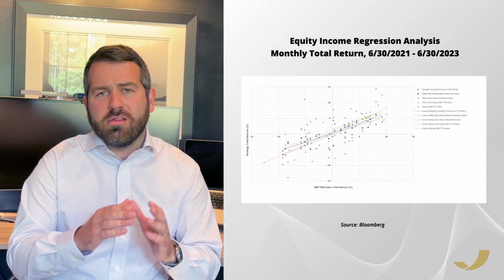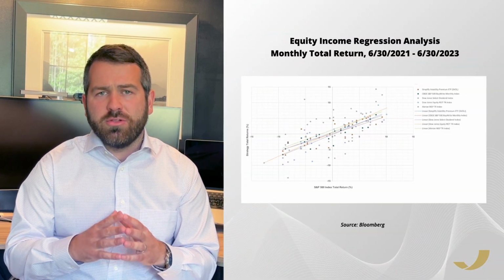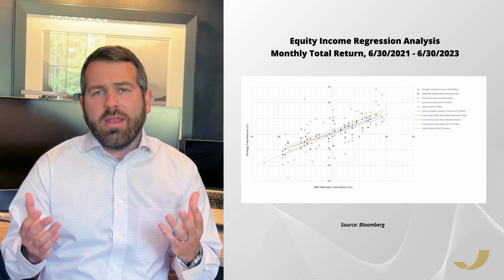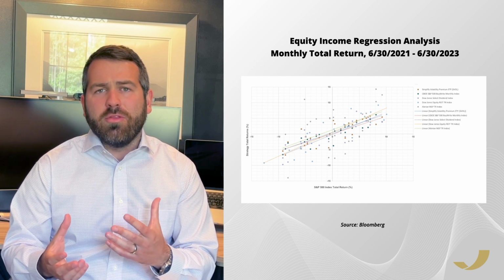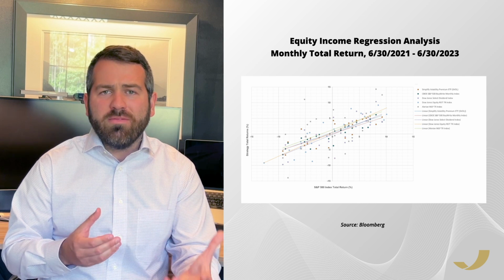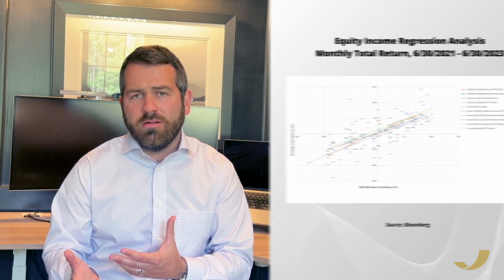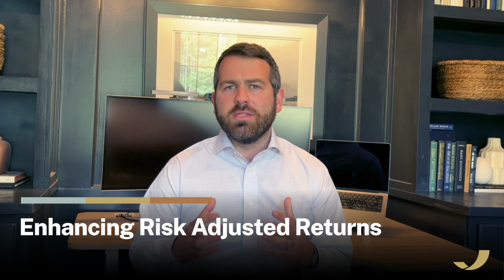When we compare those total returns to the S&P 500 over time, we find that all of the strategies assessed have a positive beta to the S&P, and that SVOL on any given month is going to have a beta of between 0.5 and about 0.7. But let's take it a little bit deeper.